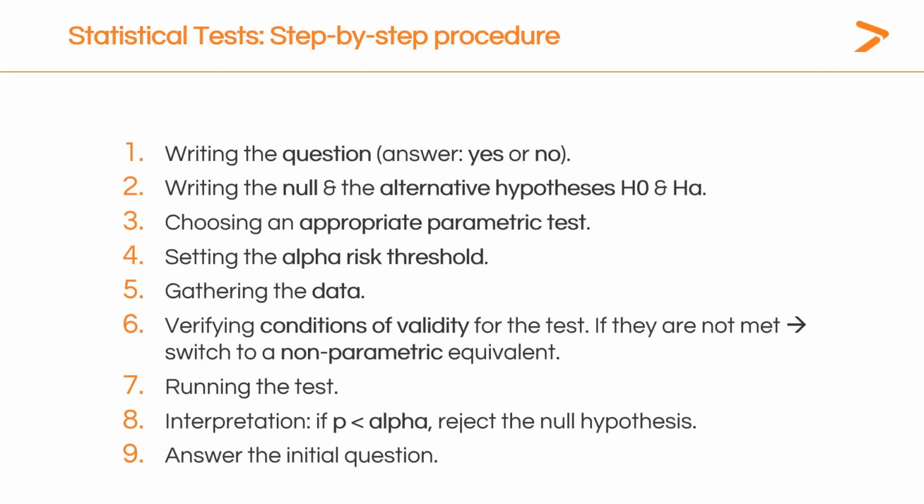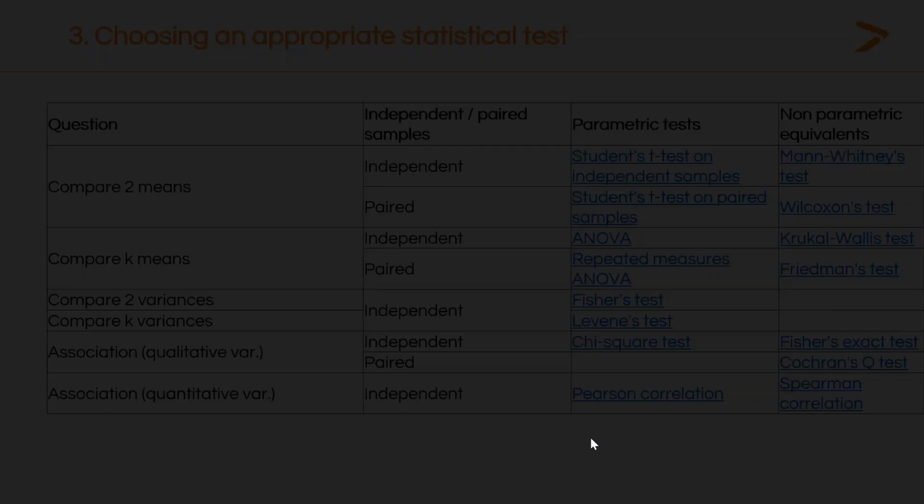So to sum up, here's the step-by-step procedure we followed. We went from writing the question to answering this question, and we passed through setting the null and the alternative hypothesis, choosing an appropriate parametric test, setting the alpha risk threshold, gathering the data, then verifying the conditions of validity for the test, and if they are not met, switching to a non-parametric equivalent, running the test, and interpreting the test based on the p-value and alpha, and rejecting the null hypothesis if p-value is lower than alpha. But always be careful, as I just said, to look at the data before interpreting the p-value.